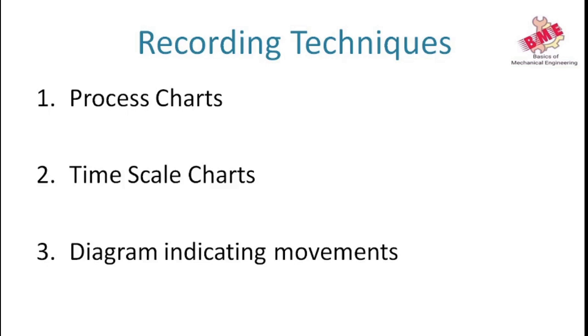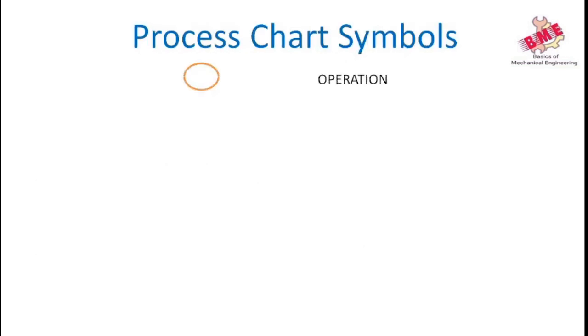Now we will see what the symbols used for process charts are. First symbol is operation, which is shown by a circle. For example, turning on a lathe, loading a job on a machine, writing a letter is called an operation, which is shown by a circle. Next symbol is inspection, which is shown by a square. It indicates checking for correctness of quality. For example, counting, checking a dimension, reading a draft copy of a letter, etc.